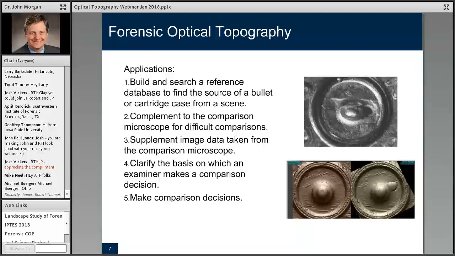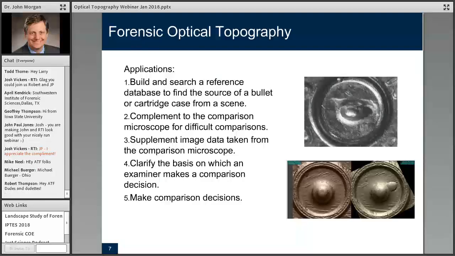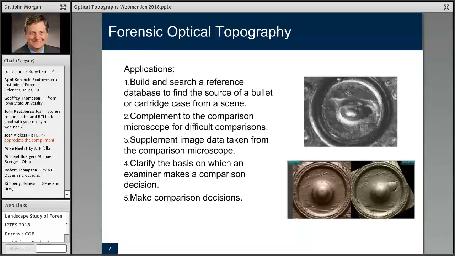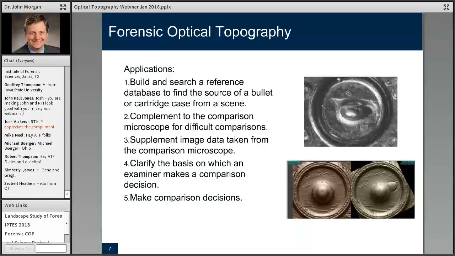Second, as a complement to the comparison microscope for difficult comparisons. The comparison microscope is still, of course, the tool of choice for the firearms examiner, but these systems can be a very nice complement to understanding match or non-match decisions. Third, to supplement the image data taken from the comparison microscope. Fourthly, to clarify the basis on which an examiner makes a comparison decision. So you would be able to illustrate for others a little more easily what the basis for a comparison decision might be using data from the optical topography microscope.